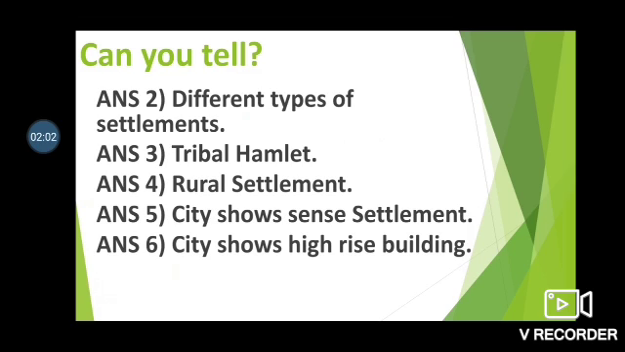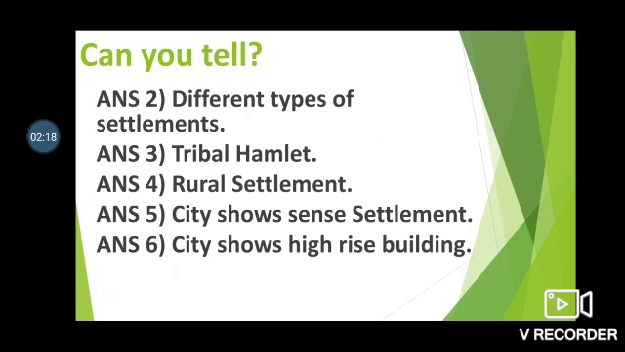Which picture shows dense settlements? Dense means what? So many people living over there. So basically that is seen in a city. Which picture shows high rising buildings? Again, the city shows high rising buildings.